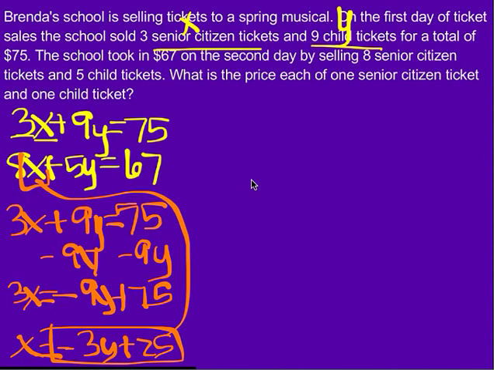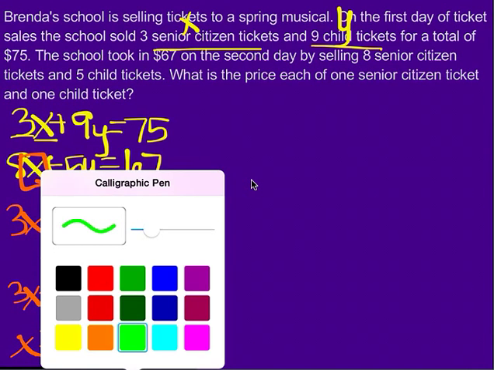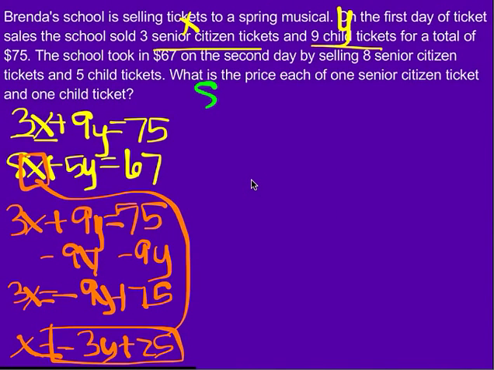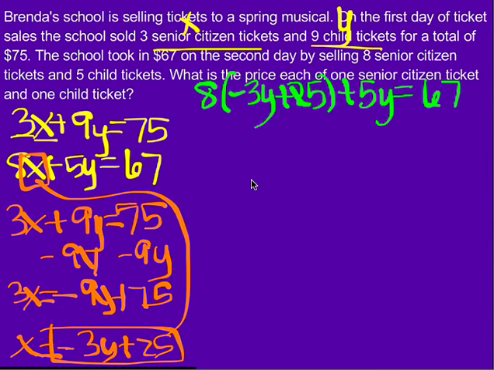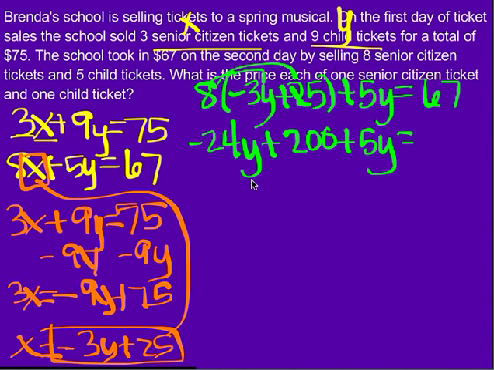So where I see x up here, I can go ahead and plug that in. So let's go ahead and do that. I'm going to have the 8 on the outside, and then I'm going to have negative 3y plus 25, and then plus 5y is equal to 67. Okay, so then I'm going to start by distributing in that 8. So 8 times negative 3 is negative 24y, and 8 times 25 is going to give me 200, plus 5y, and that's going to be equal to 67.